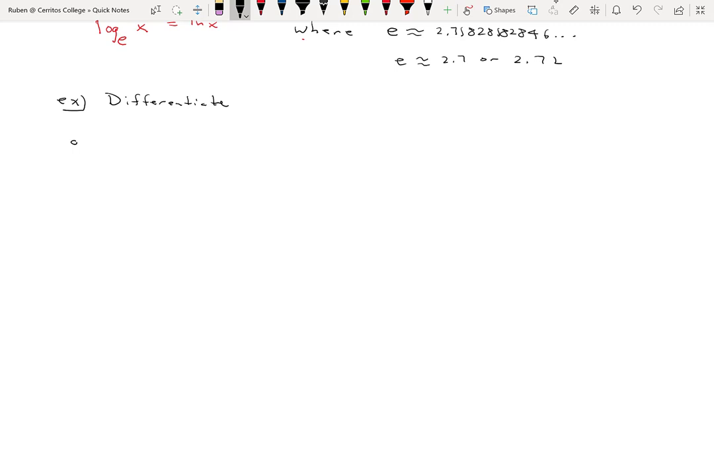Suppose we want to find the derivative of the natural log of 3x. It's not difficult. We know, and this is just a reminder, that the derivative with respect to x of the natural log of x is 1 over x. This is one of our main results so far.